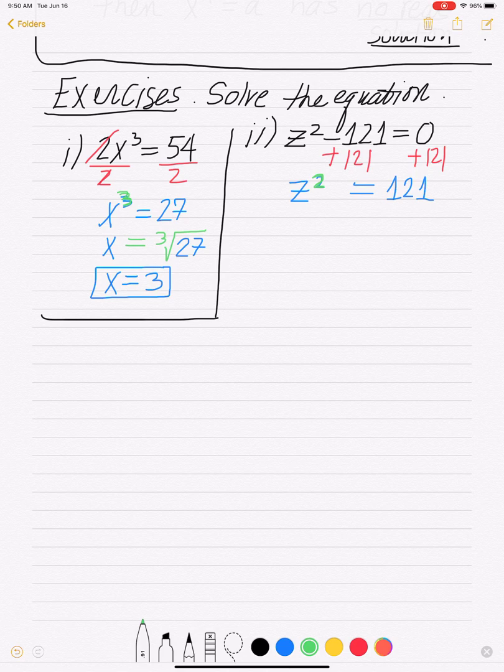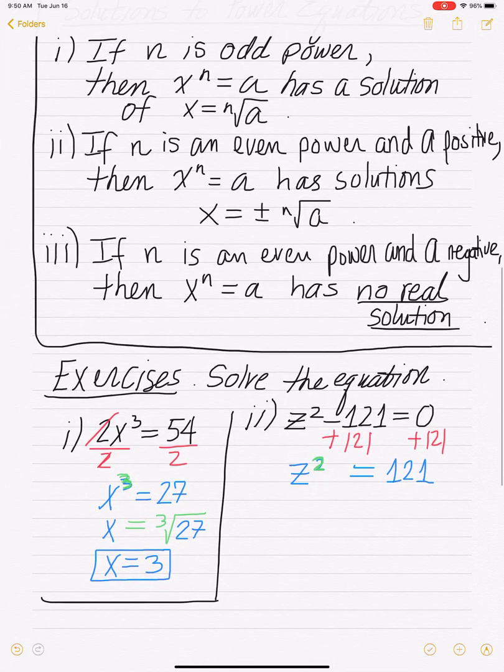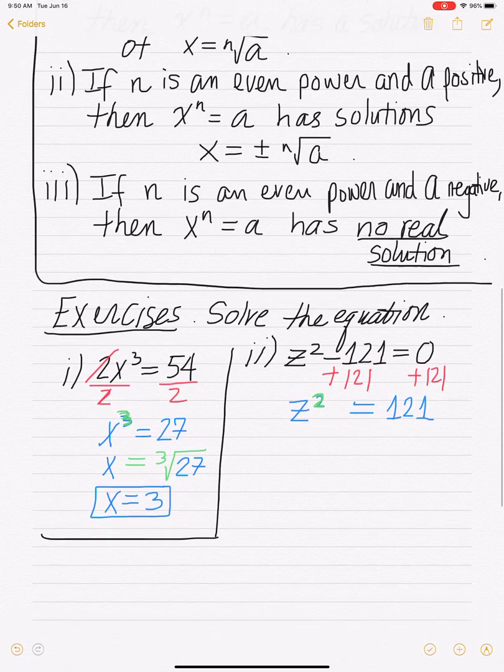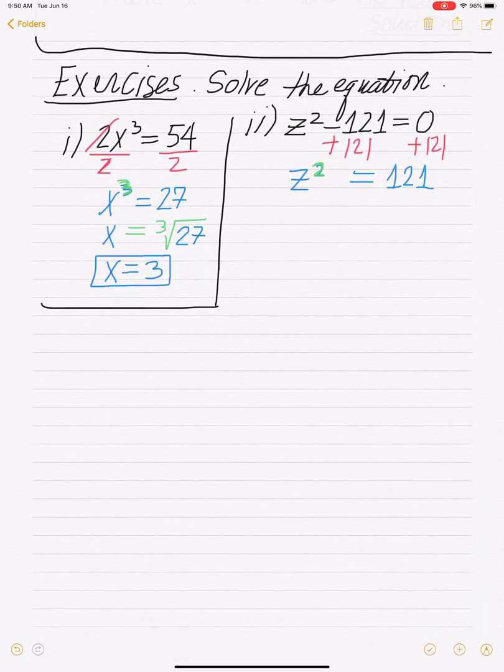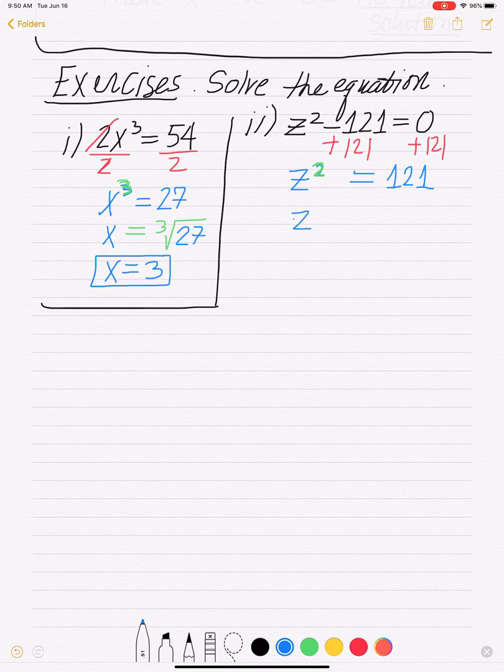So if I wanted to solve that, how would I do that? Well, I go to rule number 2, right? We got an even power and a positive number on the right. So I'm just going to copy down z and drop my square. So I drop the green square. And on the right-hand side, I have to do plus minus.